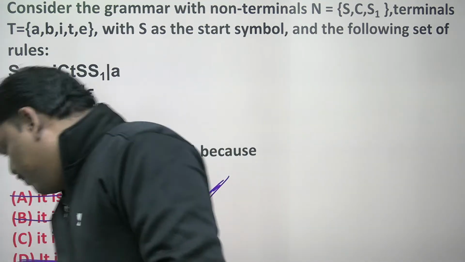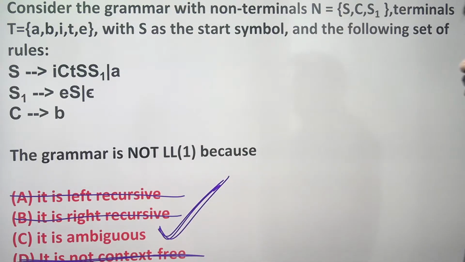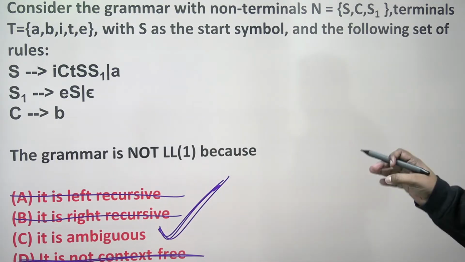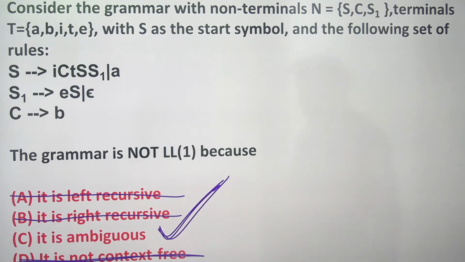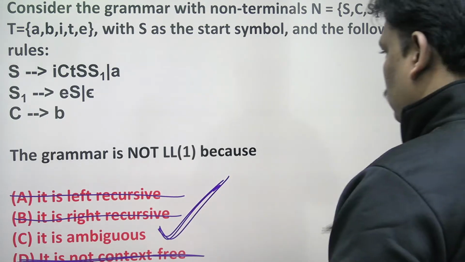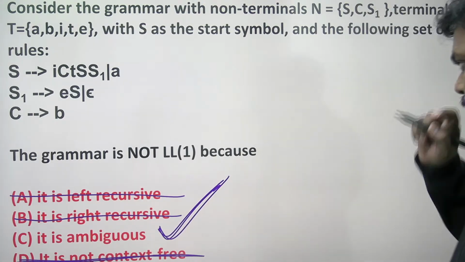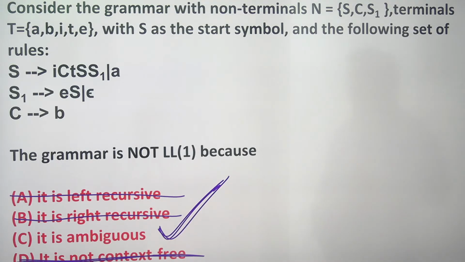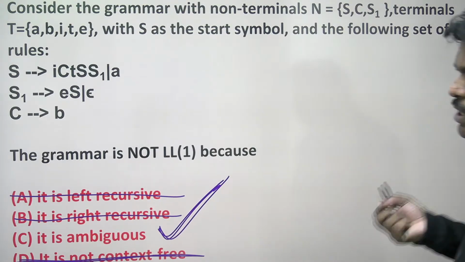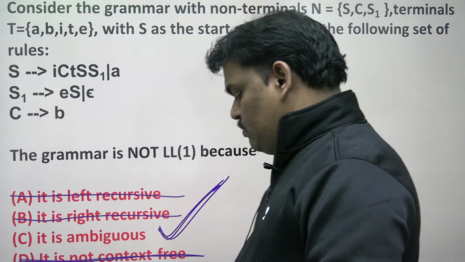Yeah, I am fine. If anyone says it is an ambiguous grammar, can you give one string where multiple parse trees are possible? If anyone says it is not LL1, sorry, it is not ambiguous. The answer is option C, ambiguous. Can you give one string where multiple parse trees are possible?